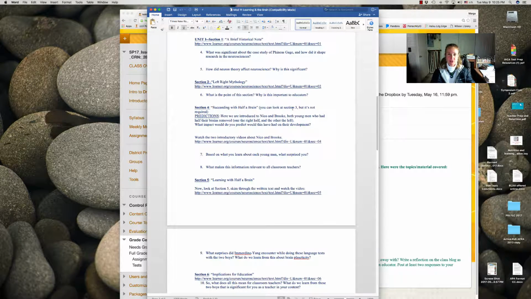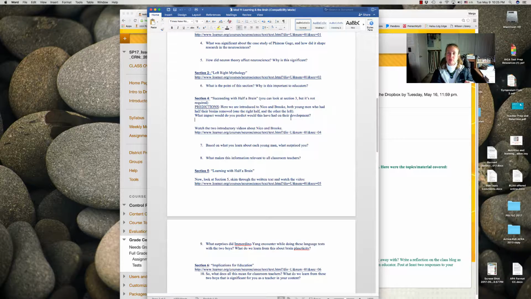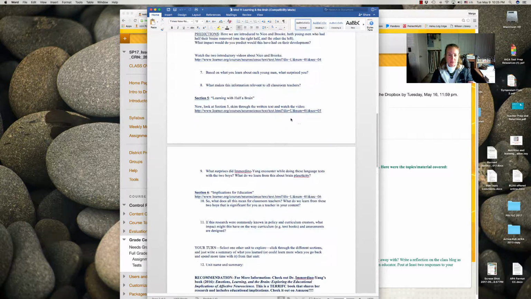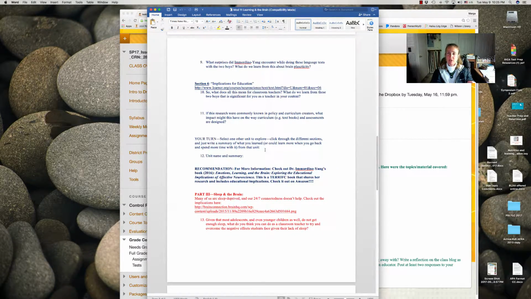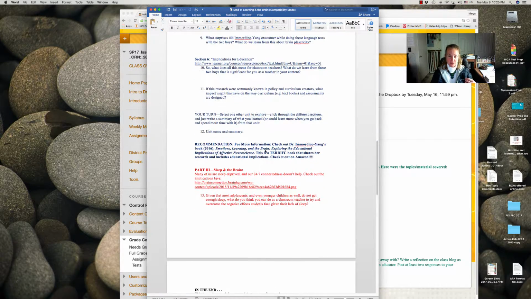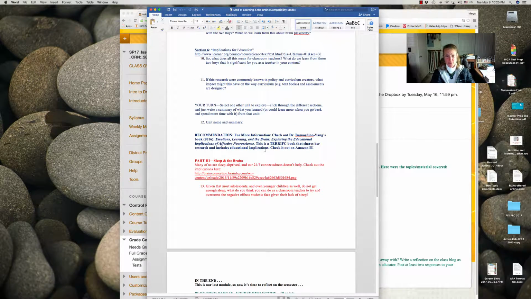I skipped section 3, but feel free to just do a quick look at it because it's interesting about mirror neurons. Anyway, you'll walk through that, and then you're going to pick another unit that you're just going to click through and get a sense of what's in there. And I'm hoping that if you're so interested, you'll come back this summer and take a deeper look at this. And I highly recommend you order the book.